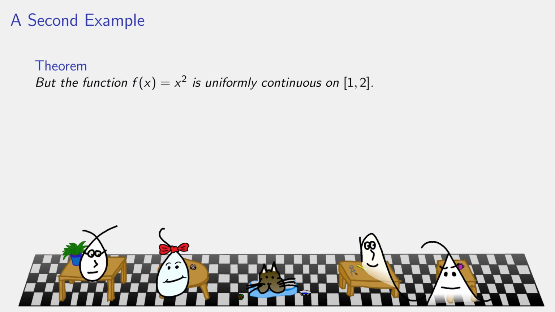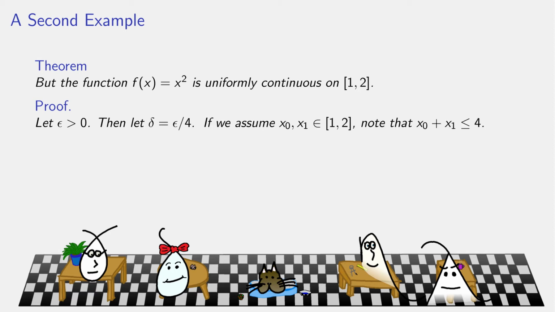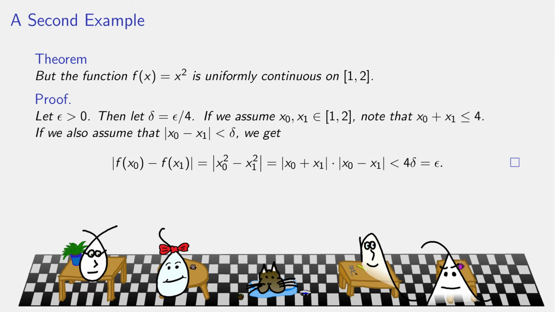However, while x squared is not uniformly continuous on the entire real number line, it is uniformly continuous on the interval from 1 to 2. So let's prove it. For any epsilon which is positive, we have to be able to pick a delta. So for any epsilon which is positive, I'm going to let delta be exactly epsilon over 4. If I take any 2 points in this interval, I need to show that this delta works everywhere. Since x0 and x1 are in between 1 and 2, the biggest their sum can possibly be is 4. We're also going to assume that they are within distance delta of one another.